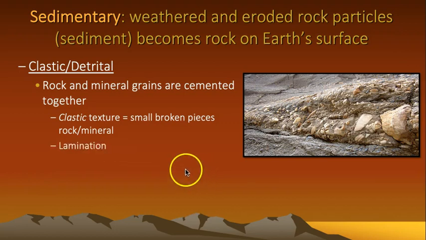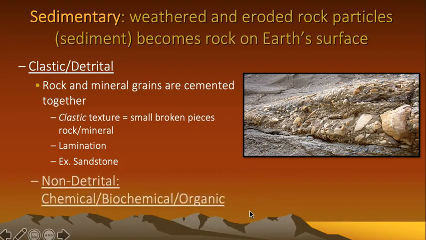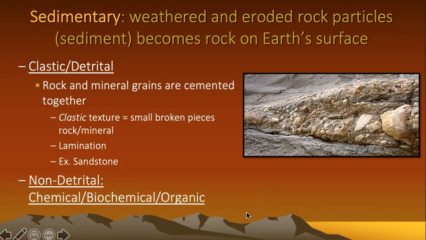Sandstone, a rock that forms through grains being deposited and cemented together, is a good example of a detrital or clastic sedimentary rock. Non-detrital sedimentary rocks are generally not composed of grains because they form through a different process, which involves precipitation of mineral matter out of solution, or from organisms, or through the accumulation of organic matter.